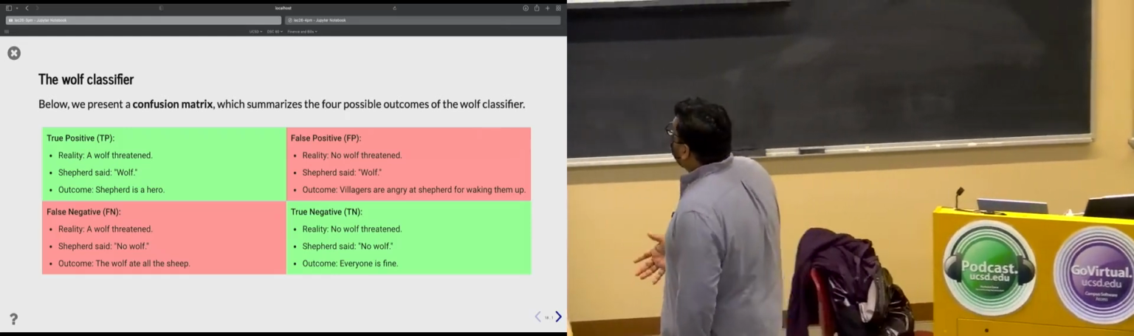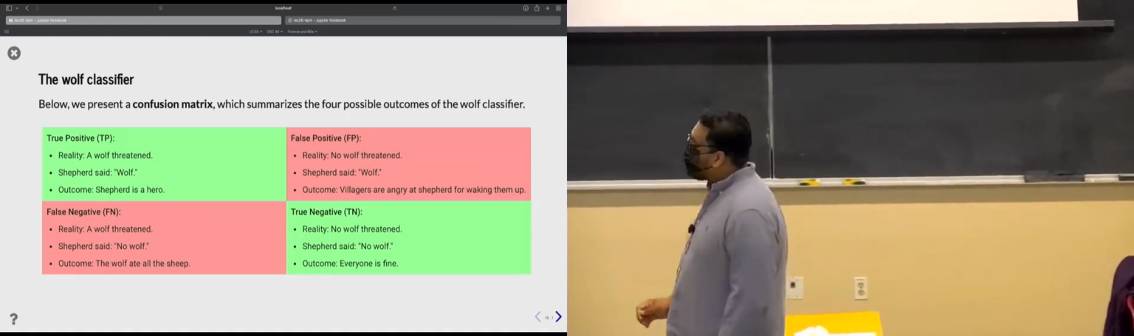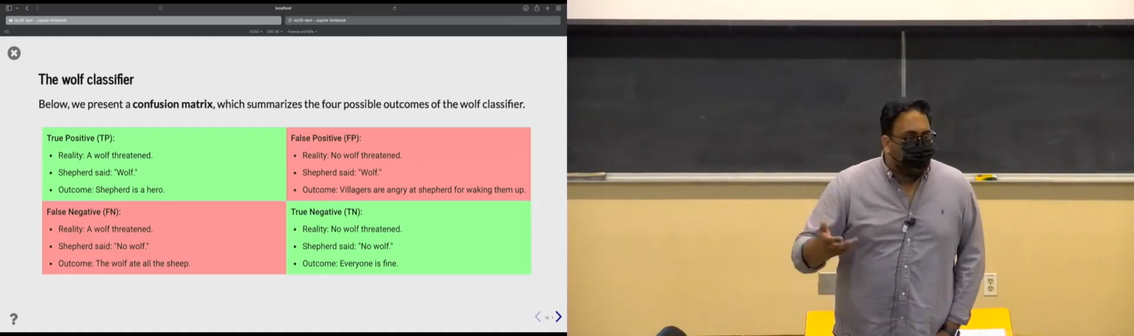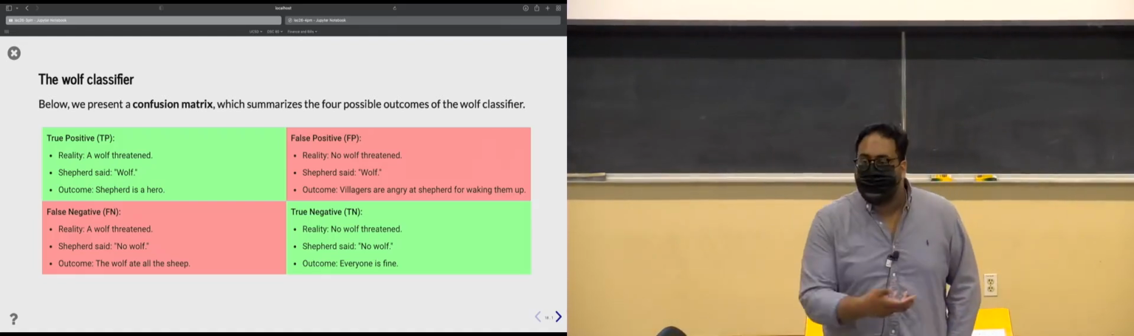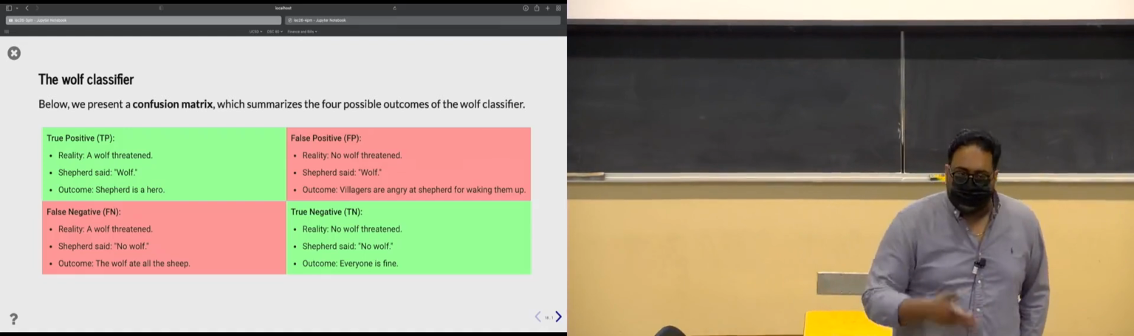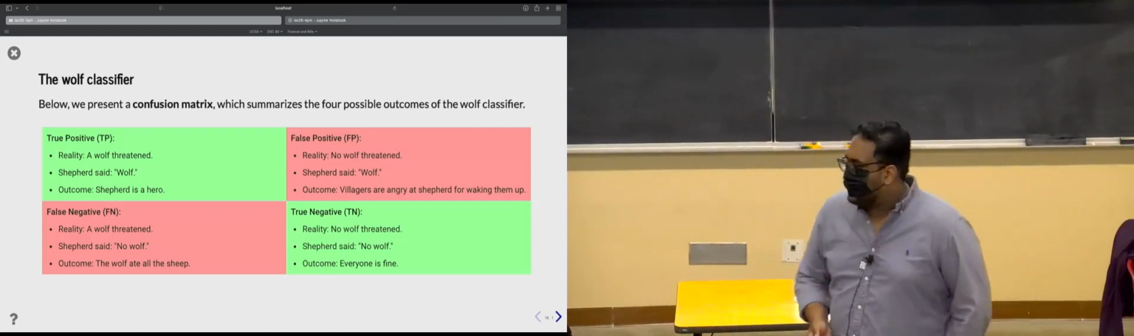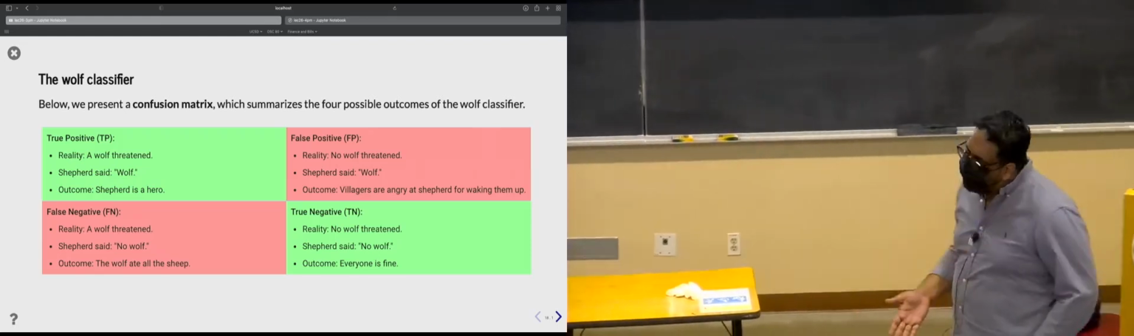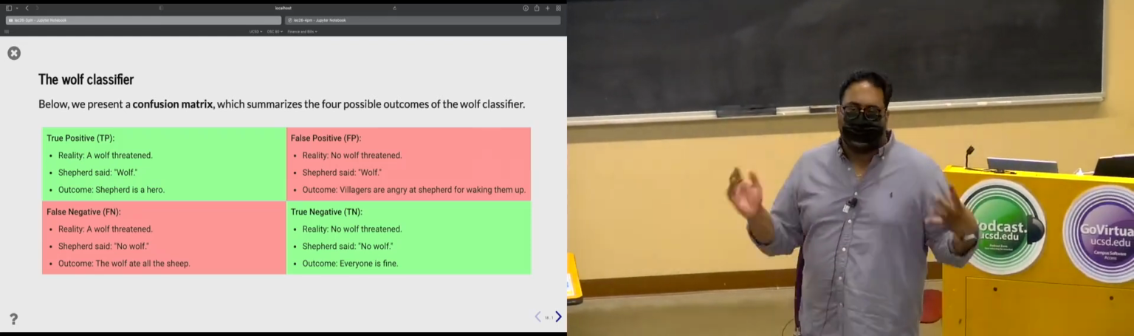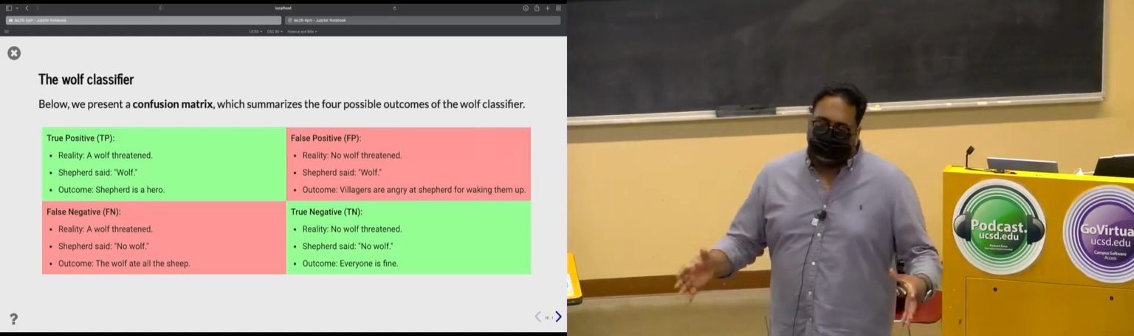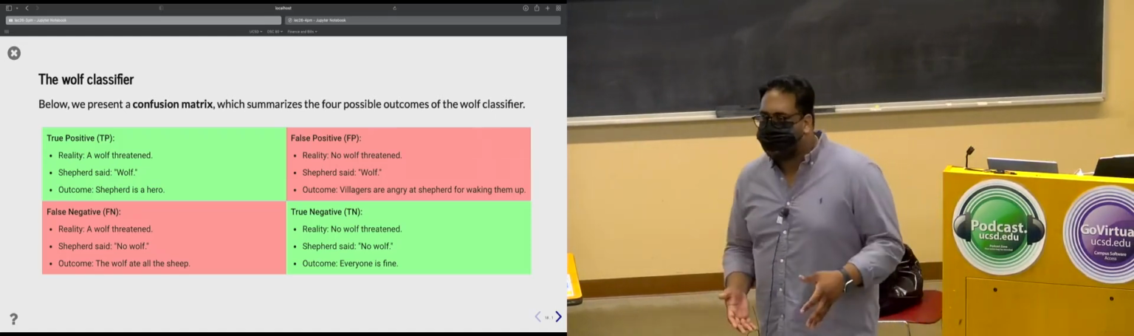A false negative is the worst possible outcome here. It's when you say there's no wolf, but there actually was. That's the false part. Right? It's negative because you're saying there's no wolf. It's false because you're wrong. And this would happen if you said there's no wolf, but there actually was, and what would happen then is no one saves the sheep and they get turned into lamb chops.